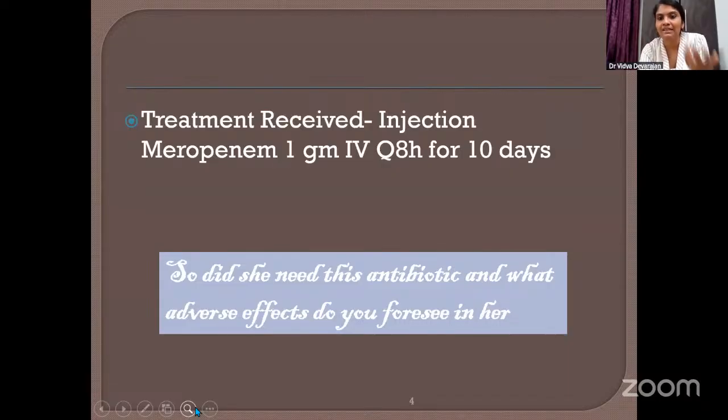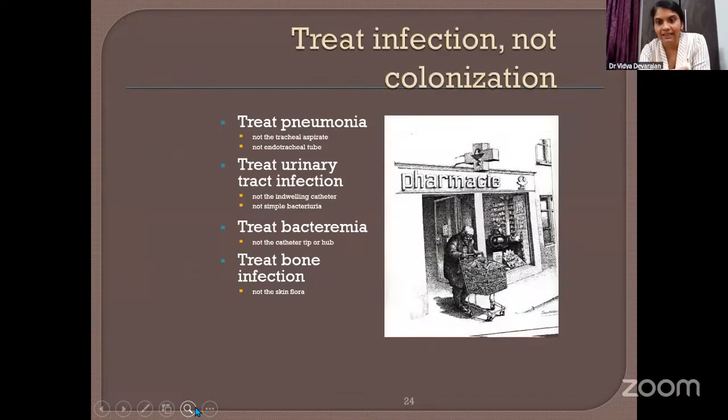Ultimately, this will result in C. diff. It will result in selecting out more resistant organisms and meropenem failing the next time when it gets used for treatment. So always treat infection and not colonization in your ICU.